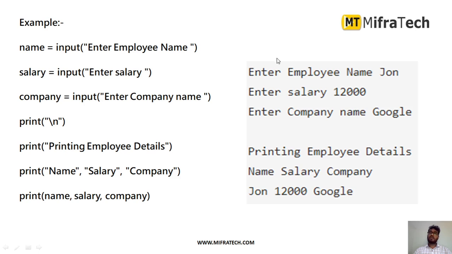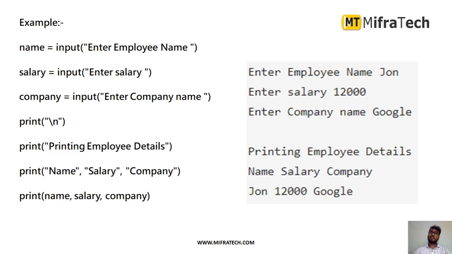So as you can see in my output, first enter employee name will be displayed. After that, you have to enter the employee name using the keyboard. After that, it will be taken and stored in the variable name. So again it will say enter salary. After that, you have to enter the salary from the keyboard. After you enter those values, it will be stored in the salary variable. After that, it will display the next line, enter company name. After that, you have to enter the company name.